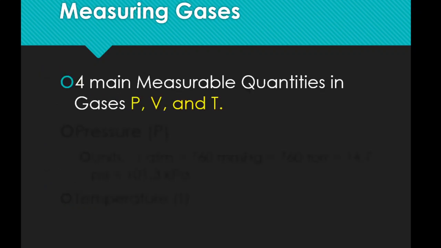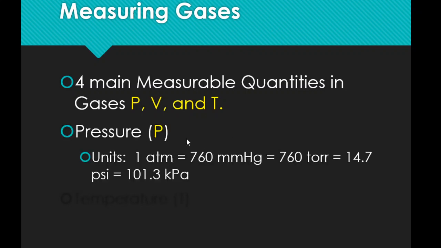When we measure gases, we're going to focus on 3 of them here. There are actually 4, but we're going to really stick with just 3. They are P for pressure, V for volume, and T for temperature. These are the measurements that we do for gases. Pressure is P, and these are the units that you'll see in pressure. I'll show you when we do our practice problem, when you're looking at a word problem, this is how you would identify a pressure.